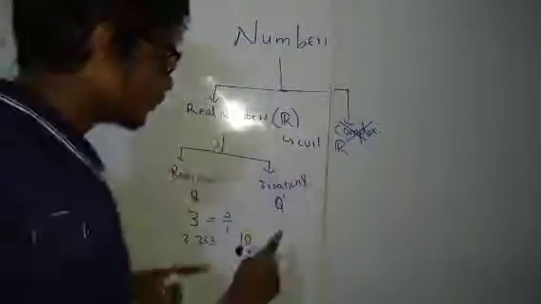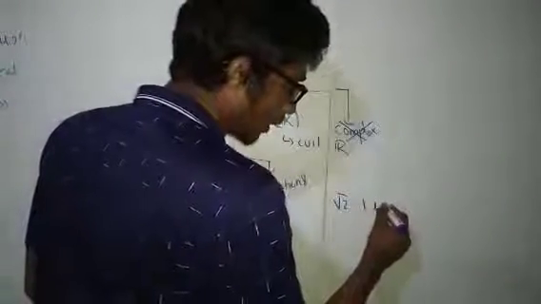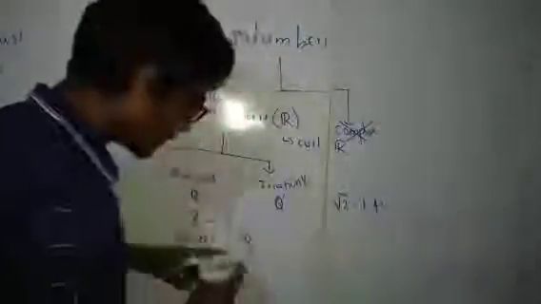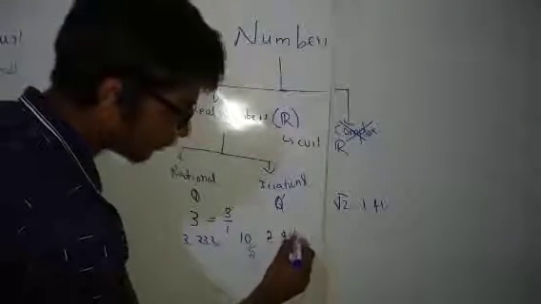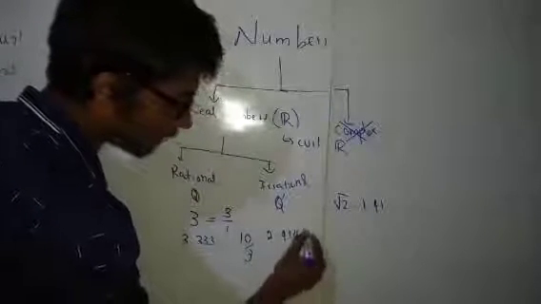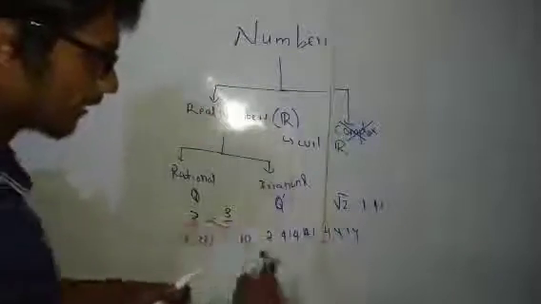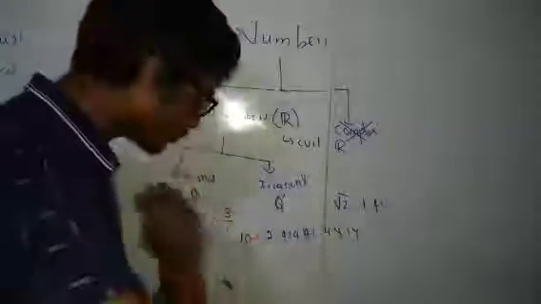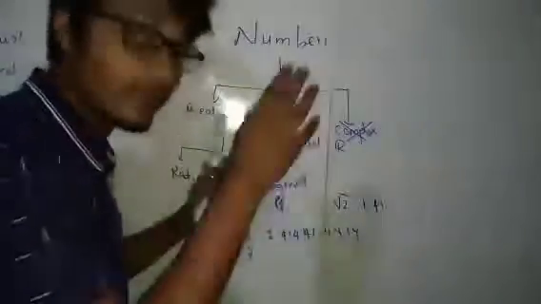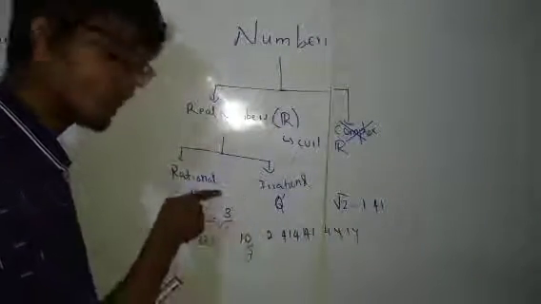If you take the square root of 2, this is going to be 1.41 something else, going on until the end without a pattern. If you have a pattern like 3.333, or suppose you have 2.414, again 414, again 414, a pattern like that, then you can obviously write it as a fraction. If you have a certain pattern, it falls under rational numbers.